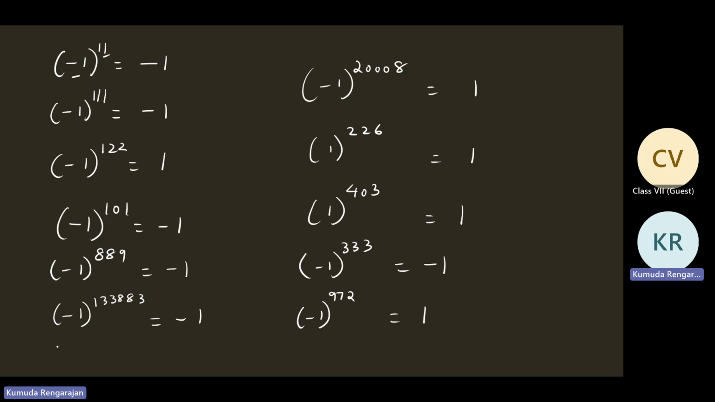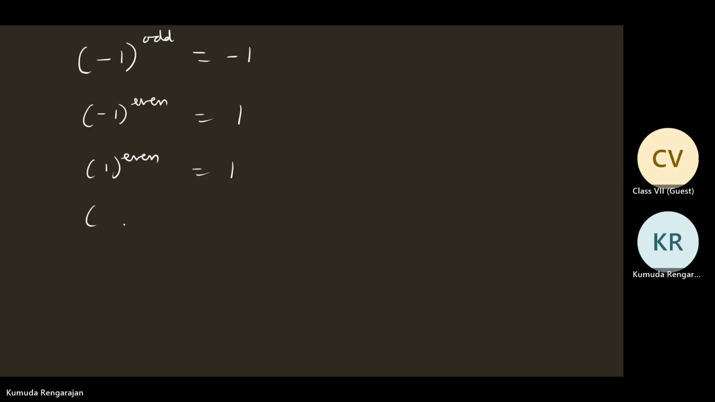Yes, very good. Only this case, that is when the base is negative and the power is odd. When the base is negative and the power is odd, only then the answer is -1. In all other cases, it will be +1. -1 raised to an even power, +1. 1 raised to an even power, +1. 1 raised to an odd power, +1. Everywhere it is positive. Where is it negative? When the power is odd.